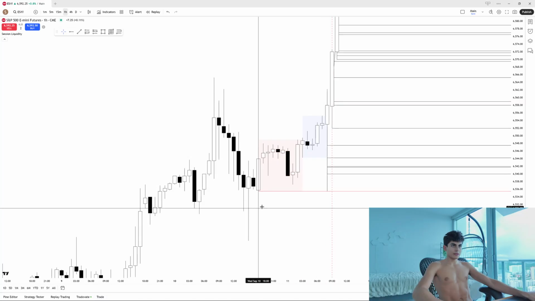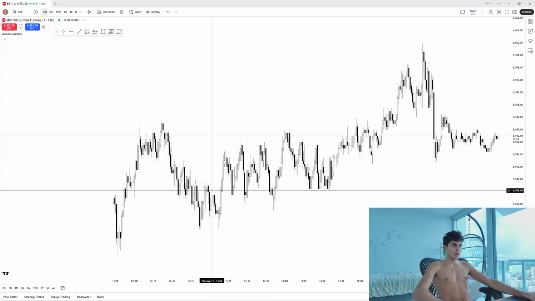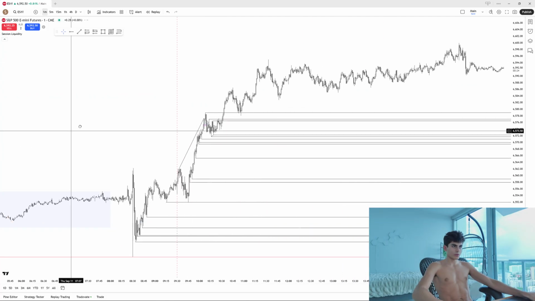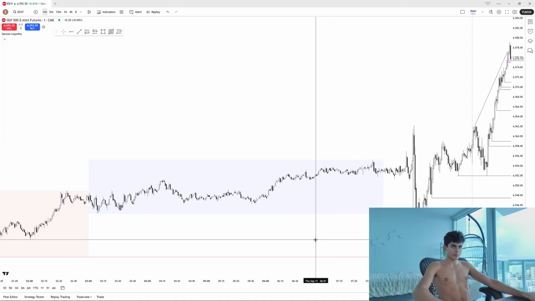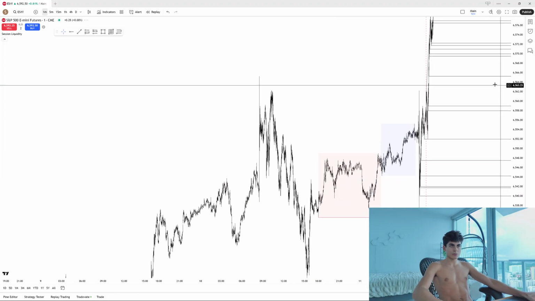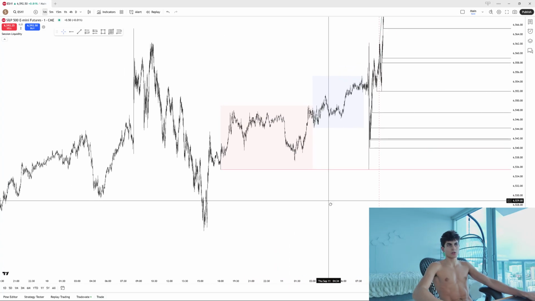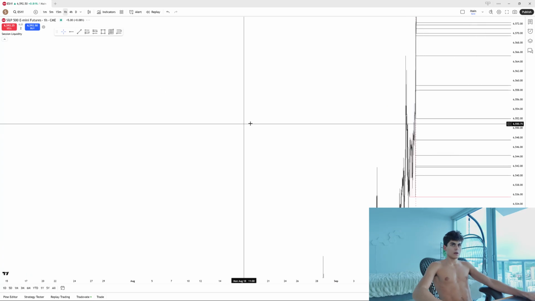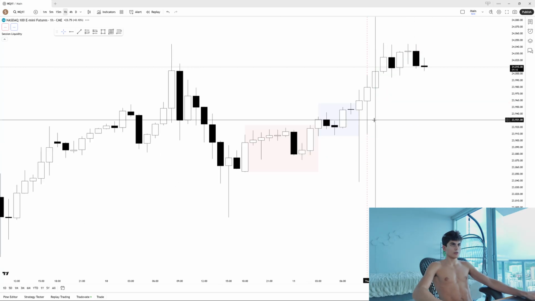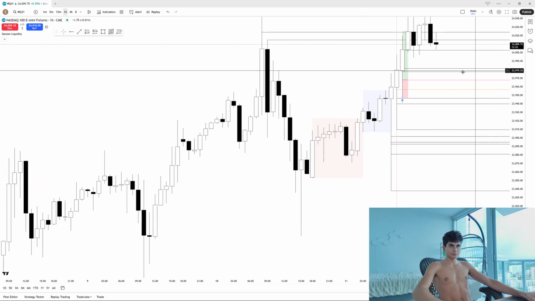I didn't really see any liquidity to the downside because again this big CPI news candle swept it out fully. This one right here, it took out all of this. It actually made equal Asian lows, but I wasn't going to target that. I didn't think price would go all the way down there. This is what it looks like on ES, and then on NQ.